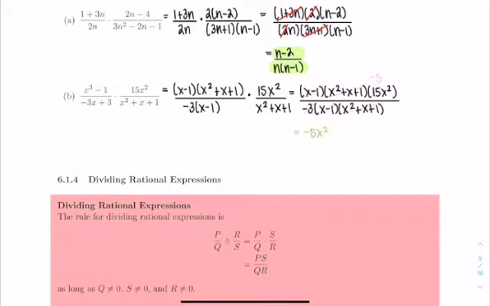We have x squared plus x plus 1 on the top and bottom. We also have an x minus 1, and we can simplify the number a little bit. We have 15 over negative 3. So 15 divided by negative 3 is going to give me negative 5. And so what I'm left over with is just negative 5x squared.